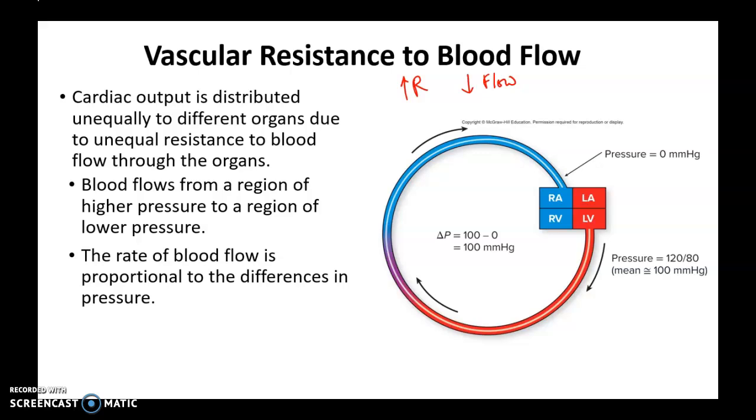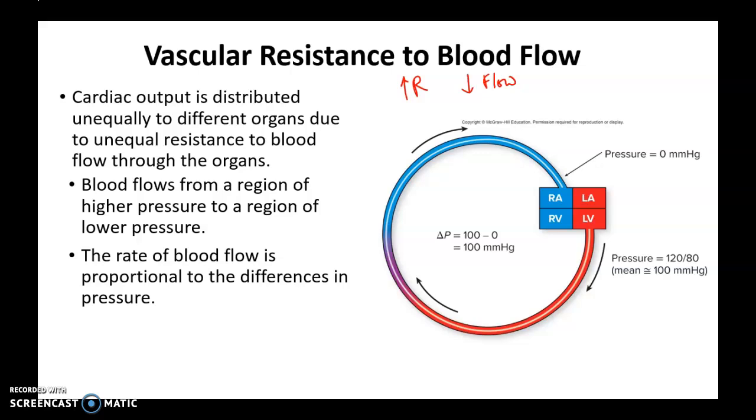Do you agree? Now, as blood flows through different organs, the blood experiences different amounts of resistance from different organs. Meaning, let's say blood goes to one organ and that organ lets a lot of blood flow through. So that organ provides very little resistance to blood flow, right? As opposed to that, let's say blood goes to another organ and that organ does not let a lot of blood flow through. So that organ is imposing a lot of resistance to blood flow.